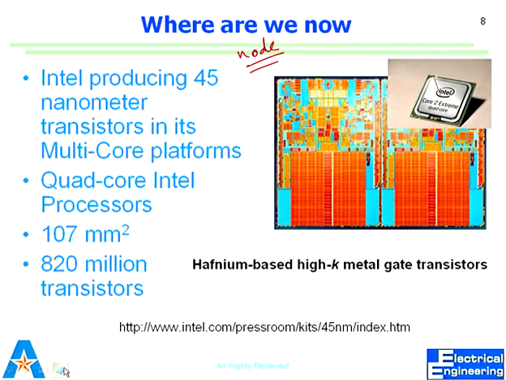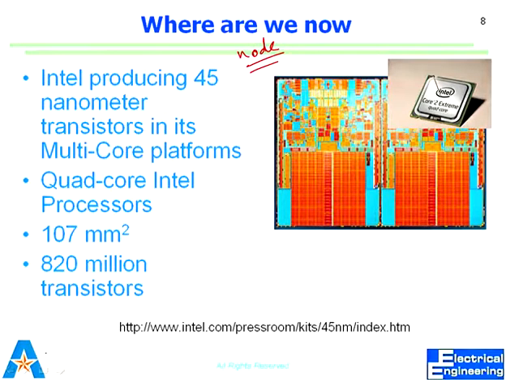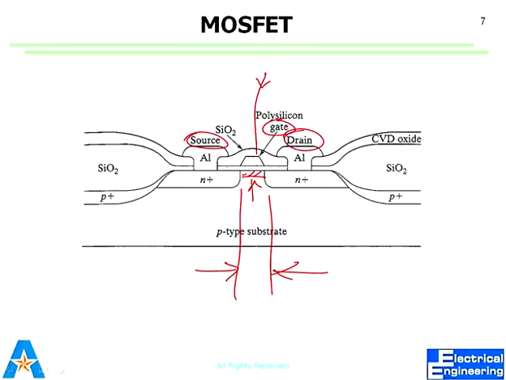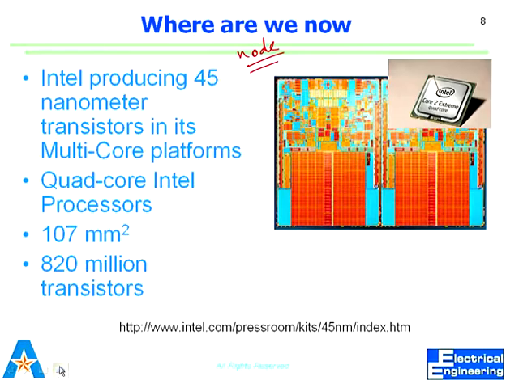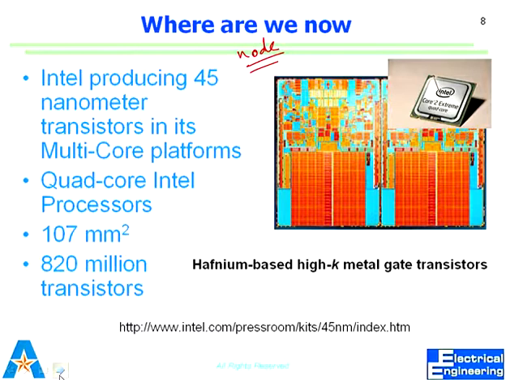So this is something which is using a hafnium-based high-k metal gate transistor. When you say high-k gate transistor, it means that instead of silicon dioxide here, they're using some other material which has a high dielectric constant. And we'll see reasons why you want to do that. Right? Any questions on this simple transistor diagram?